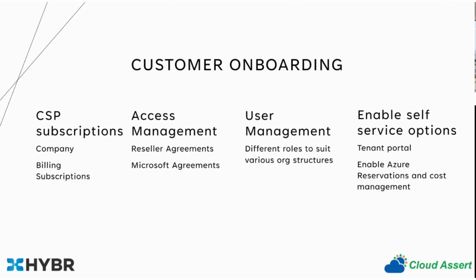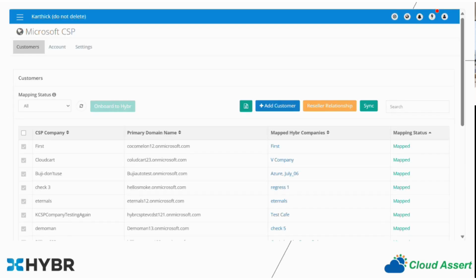Coming on to customer onboarding. So Hyber has this concept called a Hyber company, under which there are Hyber subscriptions. A Hyber subscription is what gets invoiced against. So basically, all these Hyber subscriptions will have a CSP company mapped to it. So let's say you already have a system running, you do your own billing with any manual system or any other automated platform. You have a bunch of customers already on the Partner Center. So the very first time that you come into Hyber, you will onboard all your customers to Hyber. There's the sync button that you see here.